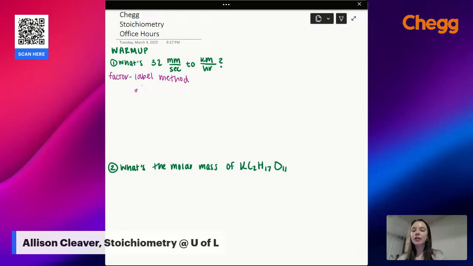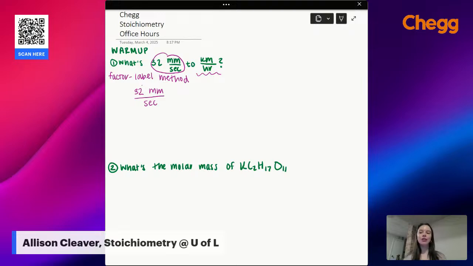We start with 32 millimeters per second. In these problems, you always start with what you're given. So I'm given 32 millimeters per second. That is what I'm going to start with. And then I need to somehow end with kilometers per hour, because that's what the question is asking. So this is a little bit difficult. I do know that most of y'all are probably pretty far off into chemistry, so that's why I chose a more difficult warm-up problem.